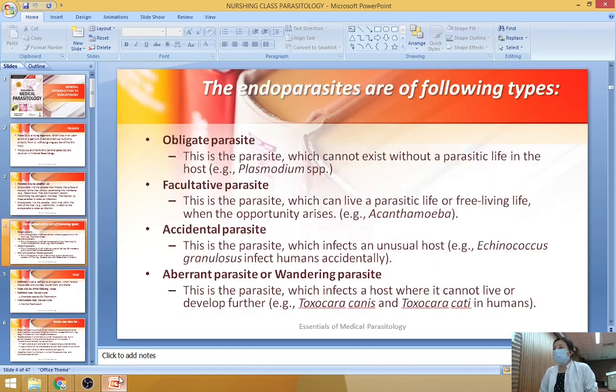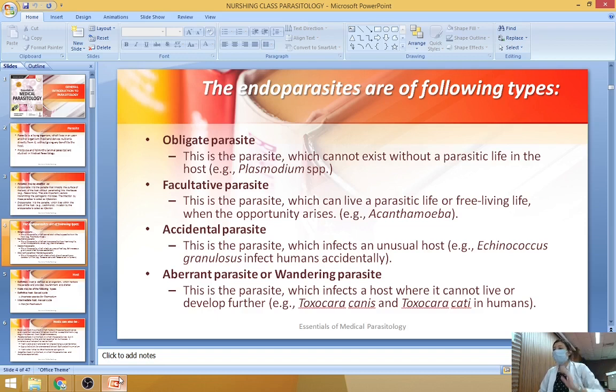Mostly we are going to deal with endoparasites, because endoparasites are the ones which mostly cause infection to us, right? Endoparasites are of the following types: obligate, facultative, accidental, and aberrant or wandering parasites. An obligate parasite cannot exist without a parasitic life in the host, meaning it needs a host to complete its life cycle, like Plasmodium species. Plasmodium species cause malaria. They are obligate parasites.